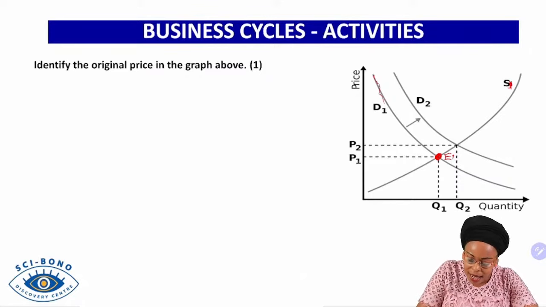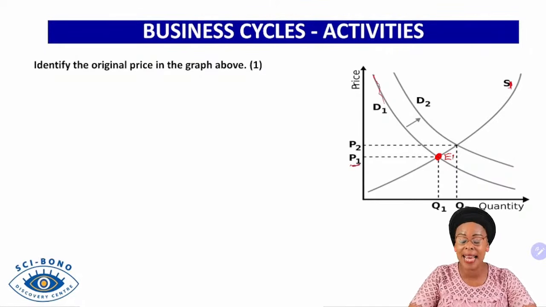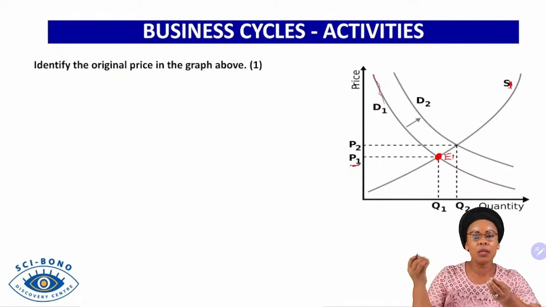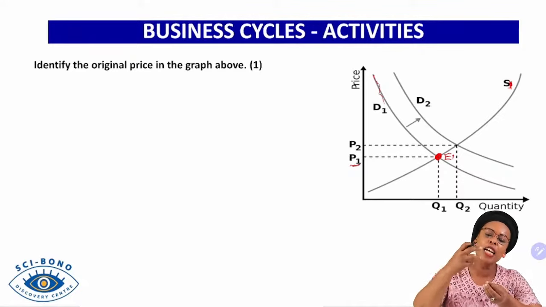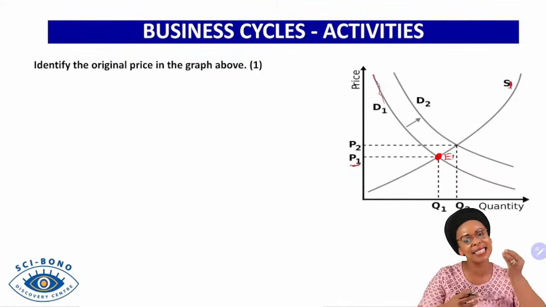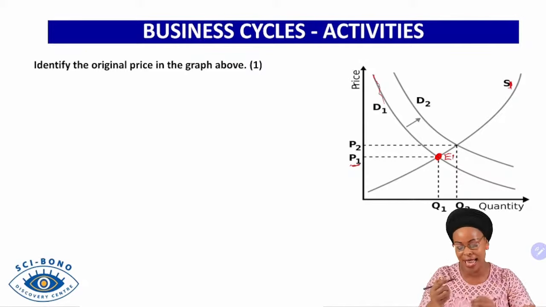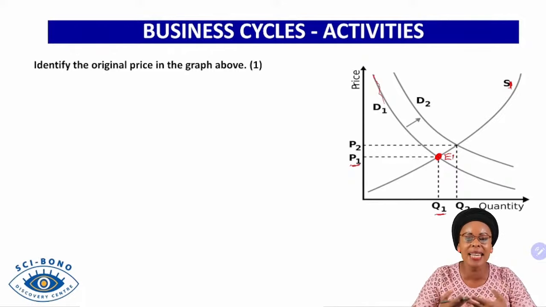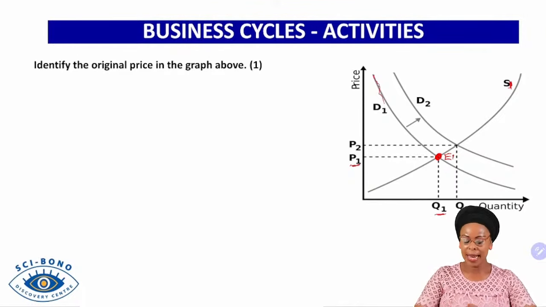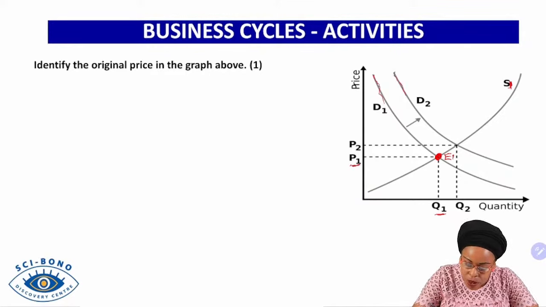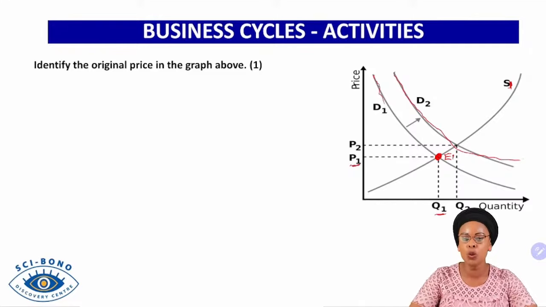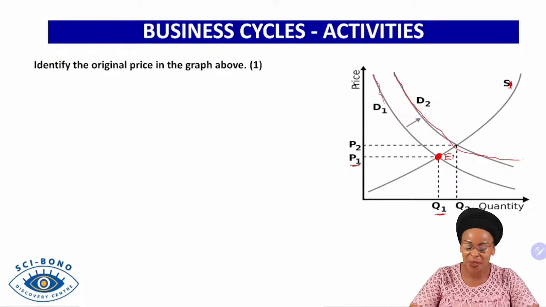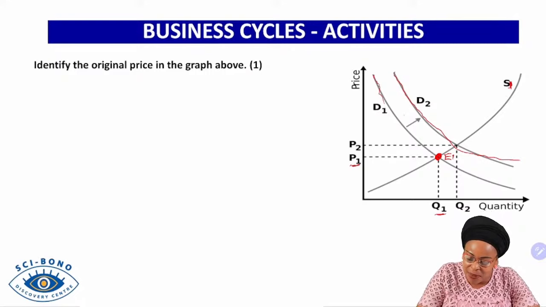At this point, P1 will be the price charged by sellers, and the buyers will be willing to pay that particular price as the sellers are willing to sell at that price. And Q1 will be the quantity that will be sold and demanded. In this scenario, you'll realize that there is another demand curve, which is D2. So D2 means that demand changed, it shifted.